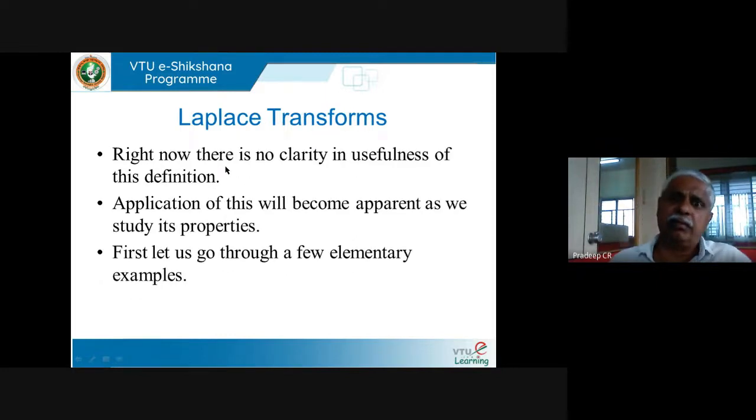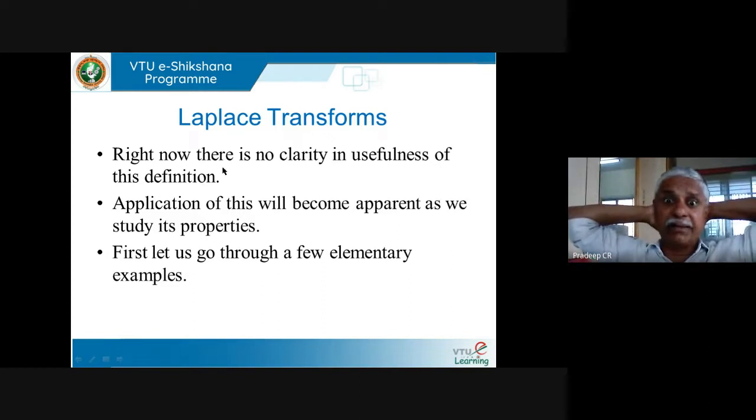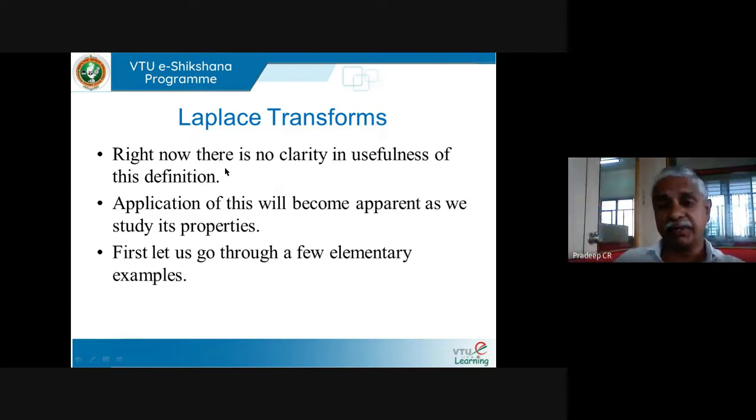Of course, right now you'll be wondering why anybody is trying to define such a thing. There is no clarity in the usefulness of this definition. But gradually you will see that this is a very powerful technique which came about 150 to 200 years ago, by Laplace, to solve differential equations. Normally, solving differential equations is difficult because it involves derivatives. The Laplace transform is one technique which converted problems with differentials into problems in algebra. I know it's a bit abstract right now. I will tell you in the last part of this lecture what that means. So basically, it helped in solving differential equations. That's the purpose of Laplace transforms.